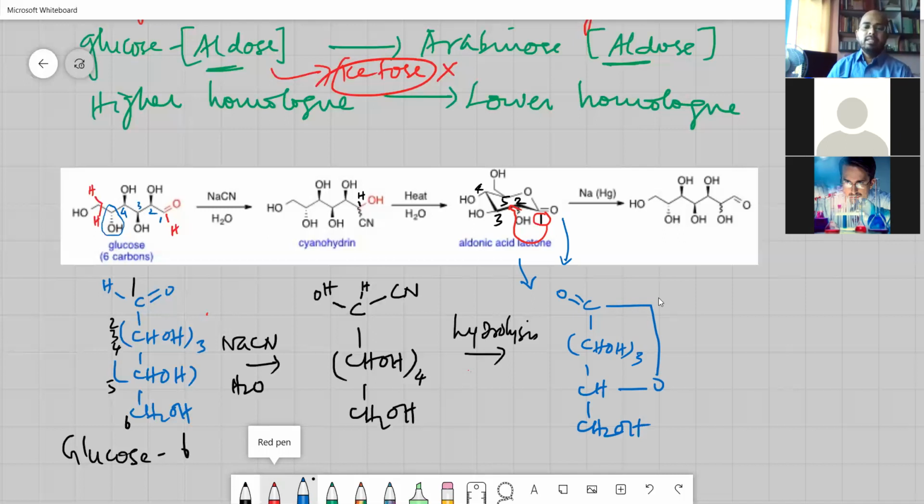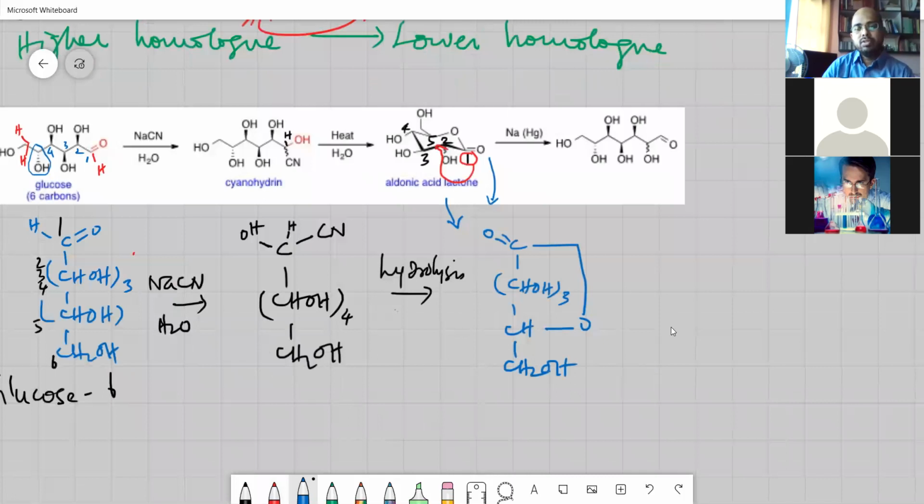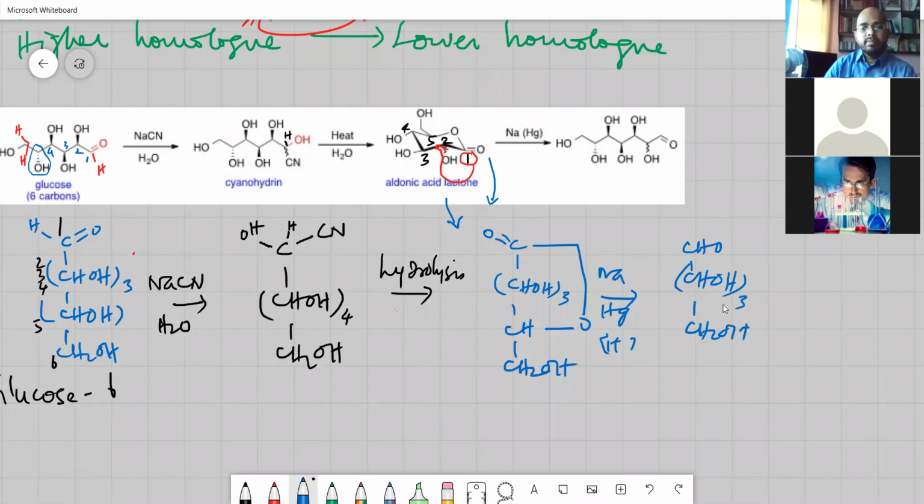And then finally it undergoes sodium amalgam reduction, that is mercury reduction, to give CHO, CHOH 3 times and then CH2OH. So this is arabinose and has got 5 carbon atoms. So you started with glucose with 6 carbon atoms, converted into arabinose.